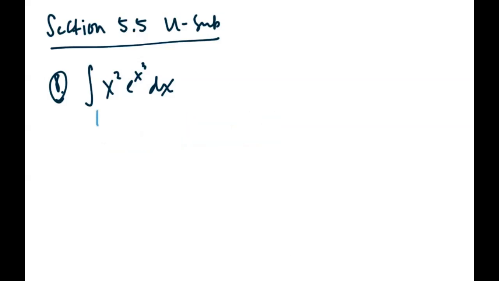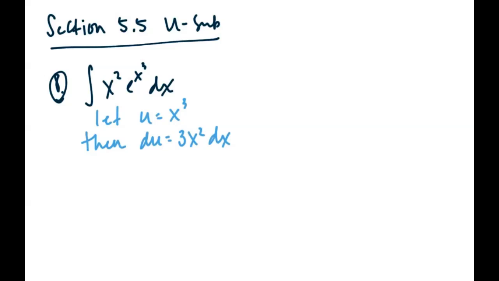So let's let u equal x to the third. It's that inside function of the composite function. So when we do, we're going to find the differential. So then du equals, and the derivative of x to the third is 3x squared dx. Don't get sloppy in your notation. This is what it should look like.